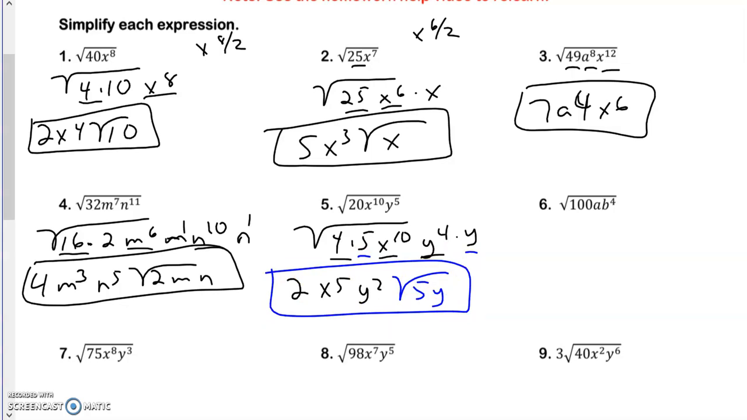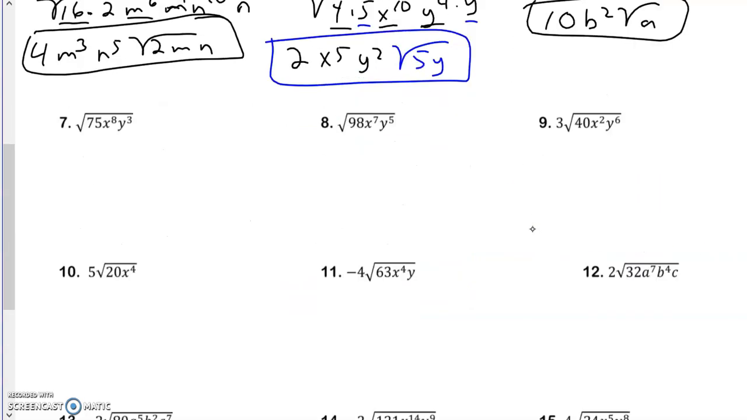Taking a look at this one, 100's perfect, and b to the 4th is perfect, so it's just going to take the square root of 100 is 10, and 4 divided by 2 is 2, and I'm just going to leave the a.